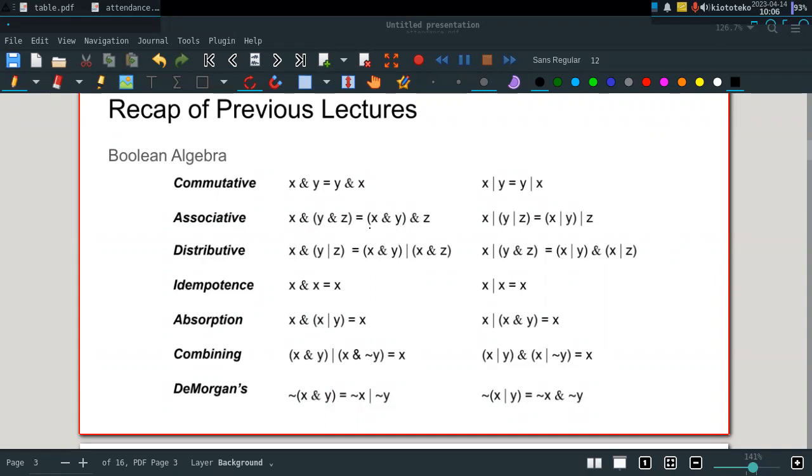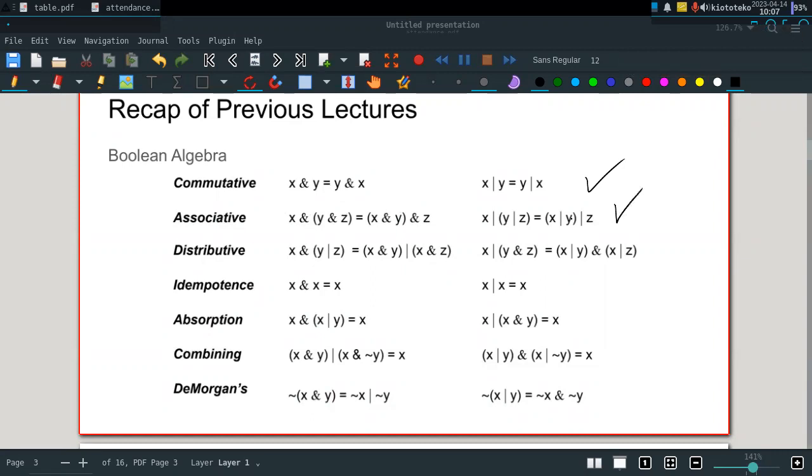So commutative is a property that is in both ordinary and Boolean algebra. I guess there's no problem with that. The order of the operands doesn't matter when you have a certain operator. Associative is with respect to parentheses: it doesn't matter if you have something in parentheses, if it's the same operator, the order doesn't matter.